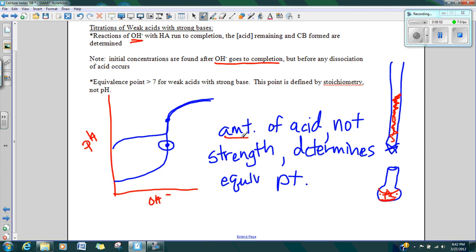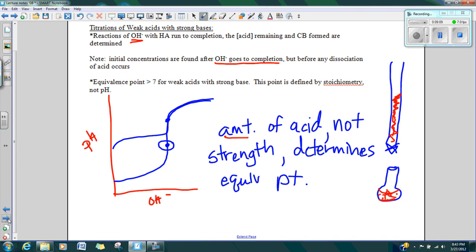So it is the amount of the acid, not its strength, that's going to determine the equivalence point, because remember, we were talking about buffering. And the more ions that you have down here, the greater the capacity it has for buffering. Okay, so that's titration curves, and hopefully those will make sense to you.